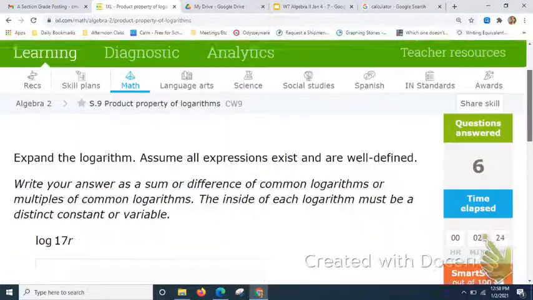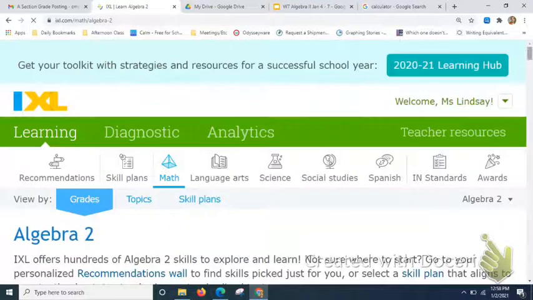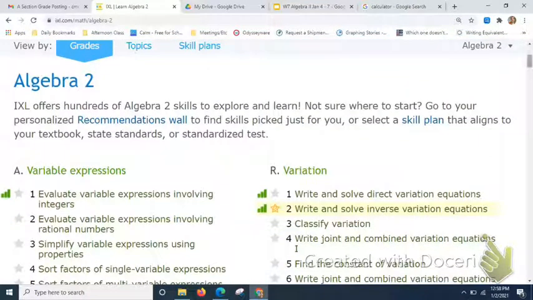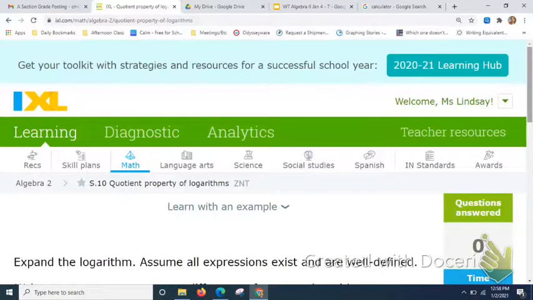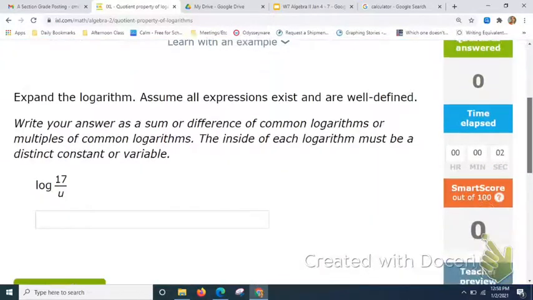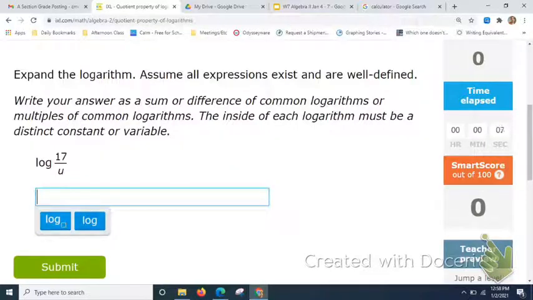All right, so hopefully that does not seem like anything extreme. That was all product property, so you get a good chance to practice only multiplying. So you'll either be multiplying them or putting a plus in the middle. And then in 10, now we're going to go with quotient. So remember a quotient, when I'm expanding, it's going to be a minus in the middle. So common log of 17. Make sure your minus is outside of those parentheses. Common log of u.